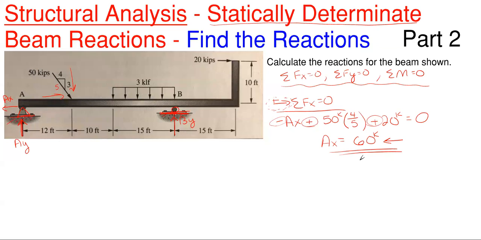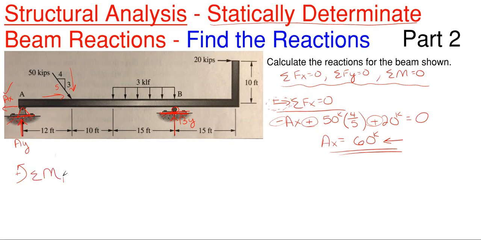All right, so now we have A sub X. So we just need A sub Y and B sub Y. Well, if we were to sum forces in the Y direction next, we would have two unknowns. Can't do that. So let's go to our moment equation, which is typically where you would go right away, or if you have an X reaction like we just did, we solved for it.